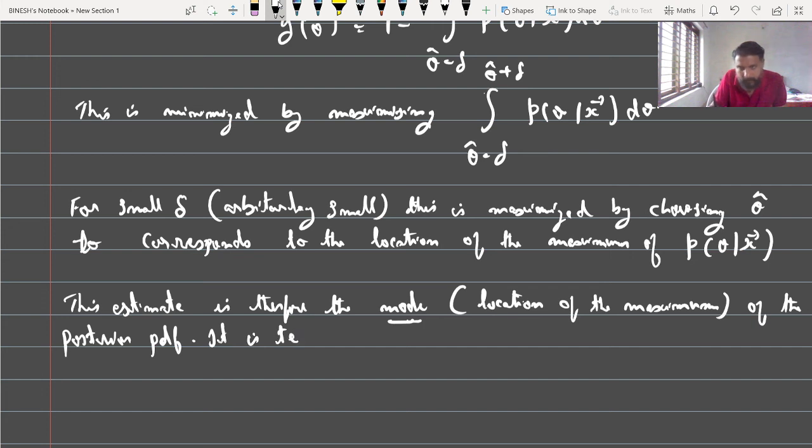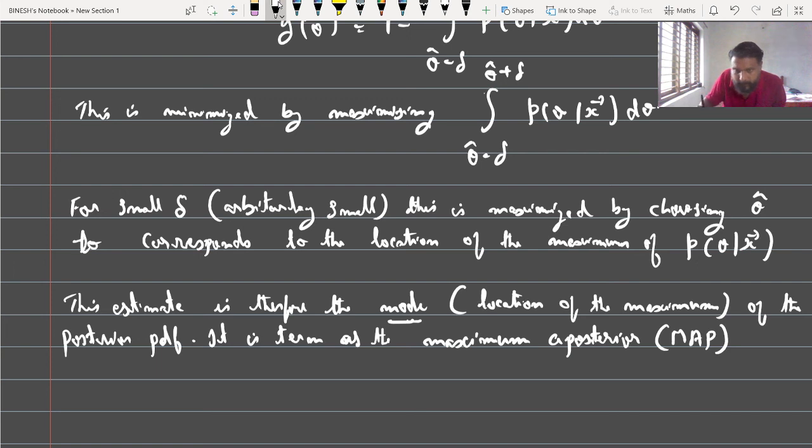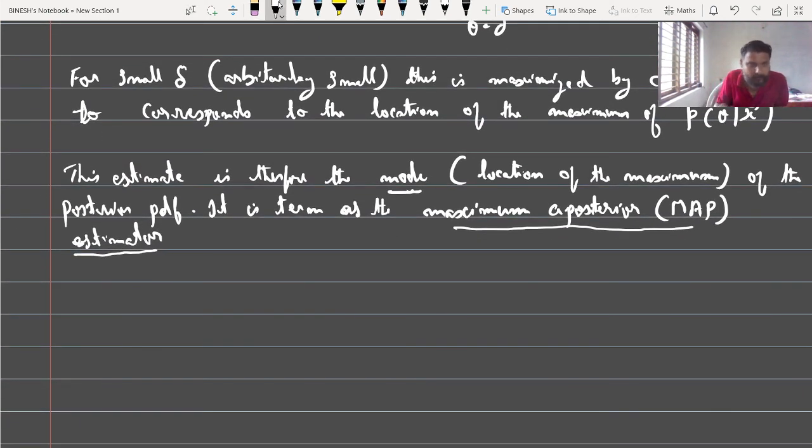It is termed the maximum a posteriori estimator, which I call MAP. Underline that: maximum a posteriori estimator. It's very important. So just give a note also for that one.